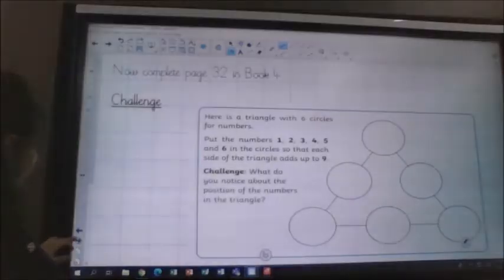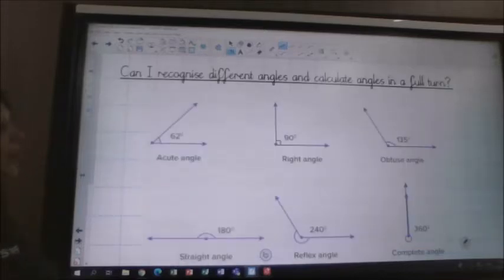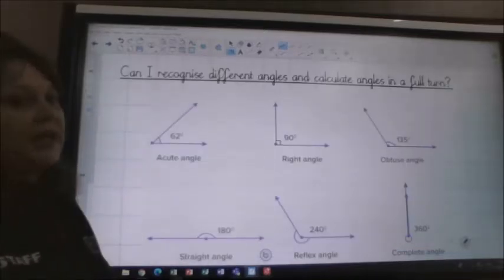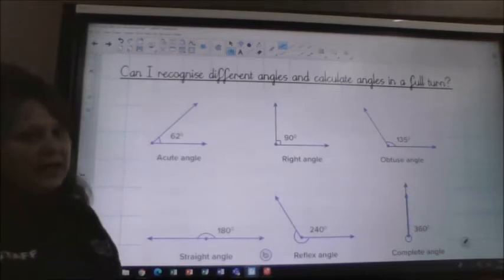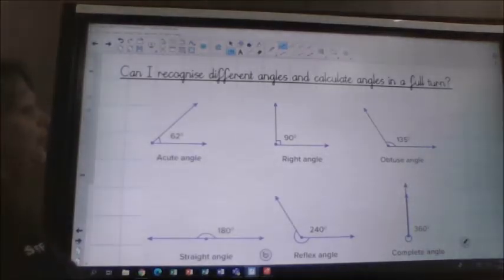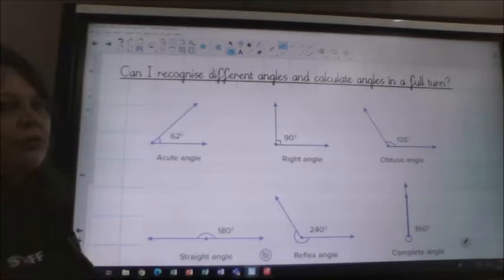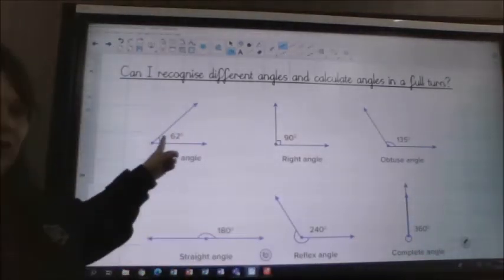Okay, right. Finally, if you work in book 4 and often in book 5, you're going to be looking at this work today. You are going to be looking at angles and particularly angles in a full turn. So we've got a little bit of a recap here to remind you of the different types of angles.